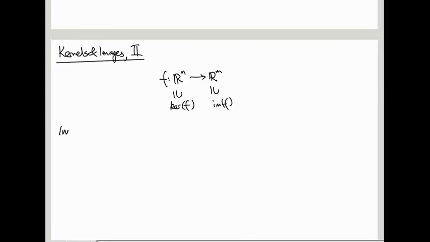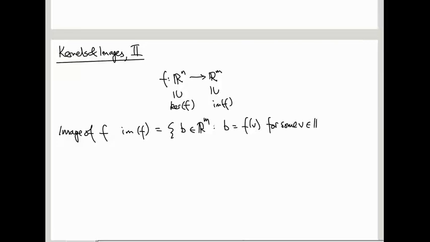So the image of F, written imF, is defined to be the set of vectors B in Rm such that B equals F of V for some V. So I've been talking about maps in terms of following light rays and whatnot, and you can think about the word image in this sense, right? So the image is going to be the shadow cast by your map.